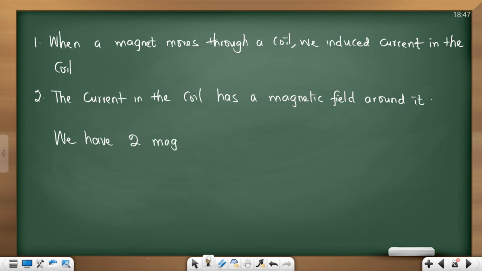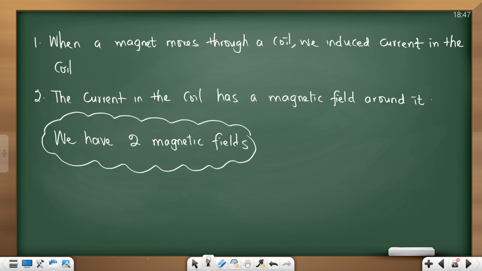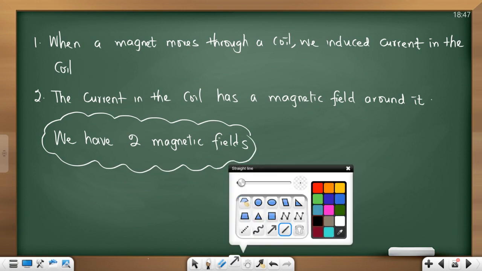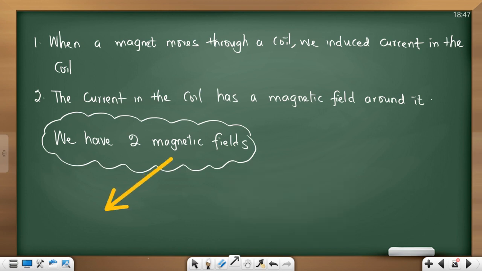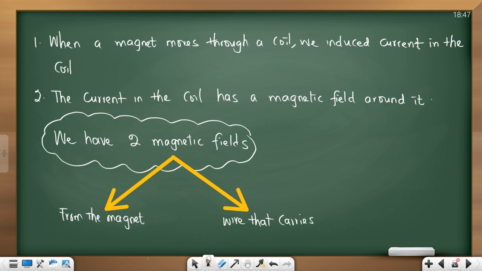It means we have 2 magnetic fields. I don't know if this statement makes sense. When I say we have 2 magnetic fields, let's make it better. The first magnetic field is the magnet we are using itself. The second magnetic field comes from the wire that carries induced current.